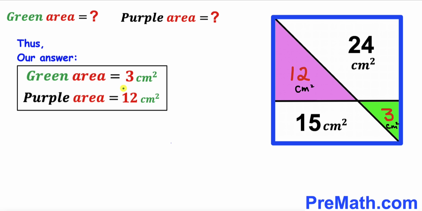So thus after all the calculations and manipulations, the area of the green shaded triangle turns out to be 3 centimeters square. And likewise the area of the purple shaded triangle is 12 centimeters square. And that's our final answer.